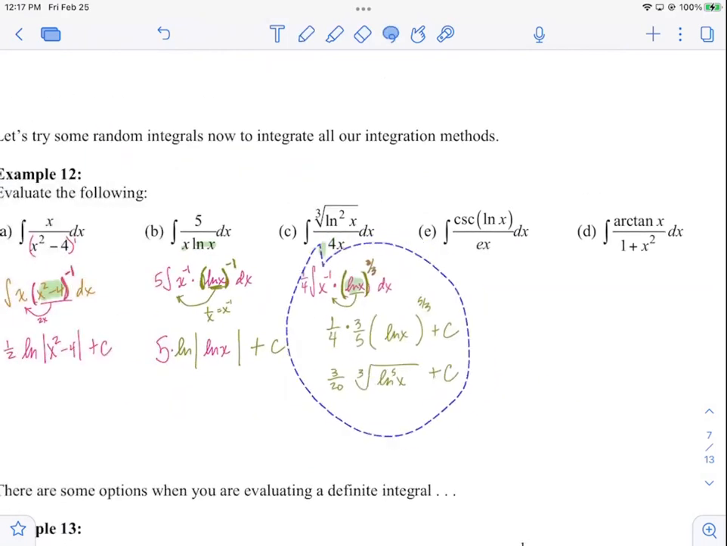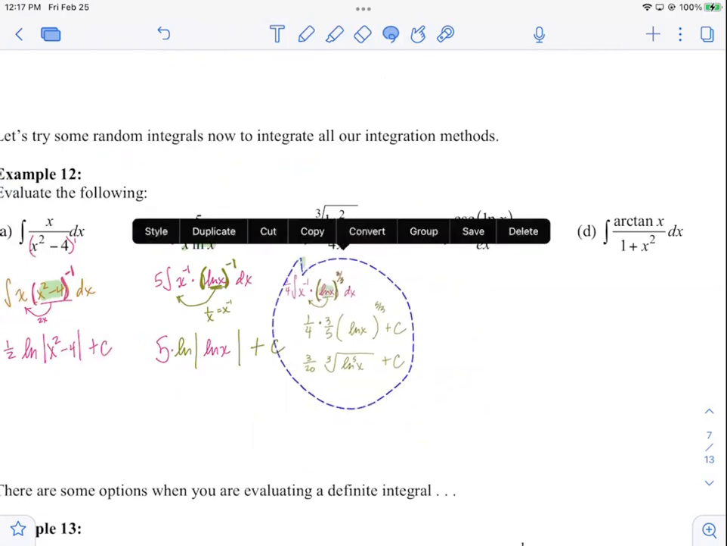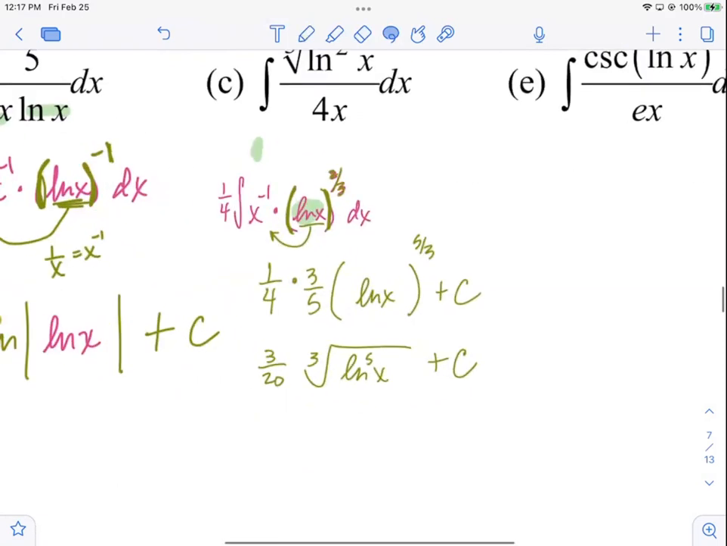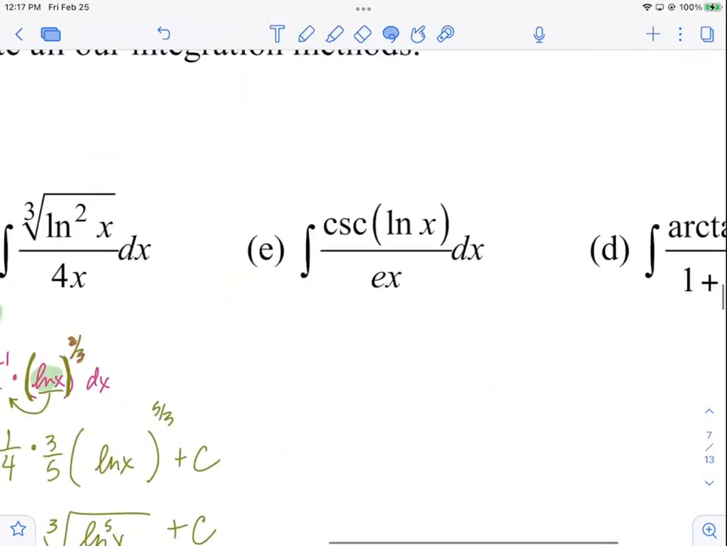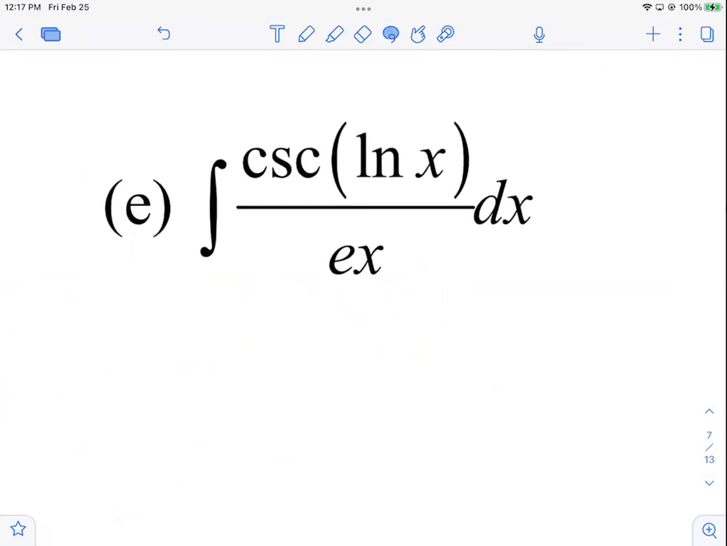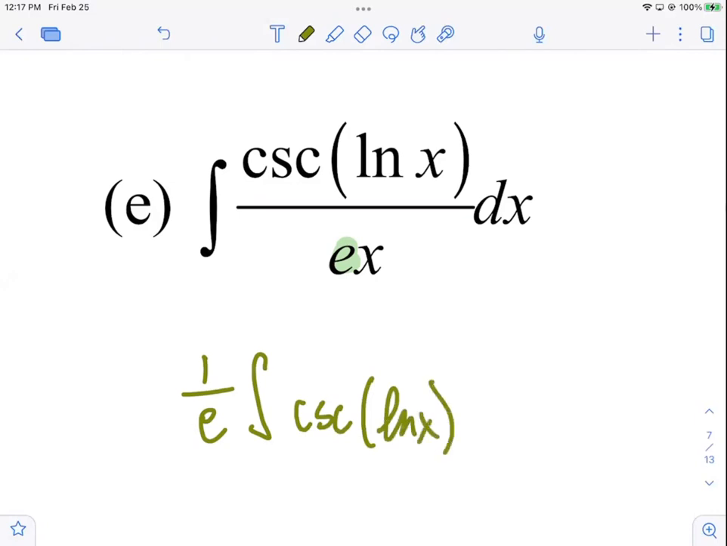Okay. So I think I gave you one of them in the group of 5 where your inside function requires a natural log rule of integration. All right, this one here, I got an e factor in the bottom. That's a constant multiple. So I'm going to pull a 1 over e out, and then I got cosecant of the natural log of x. And once again, I'll bring the x from the bottom to the top.